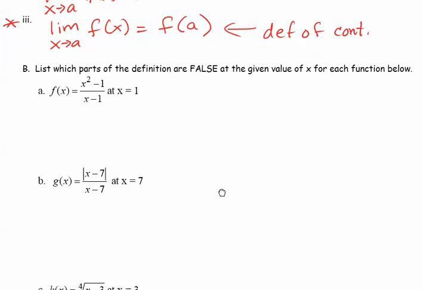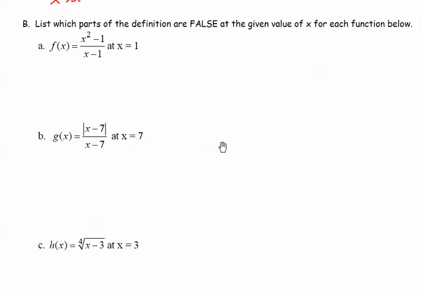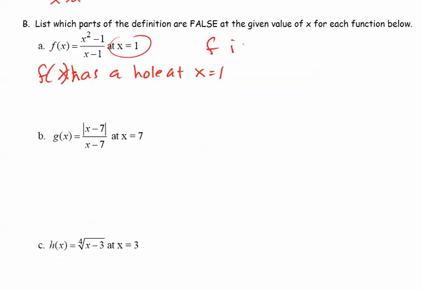All right, which parts of that definition are false at the given value of these? So here we can see that f of x has a hole at x equals 1. So it's not even defined. F is not defined, so part 1 is false, at x equals 1. So why even bother testing the other two parts?